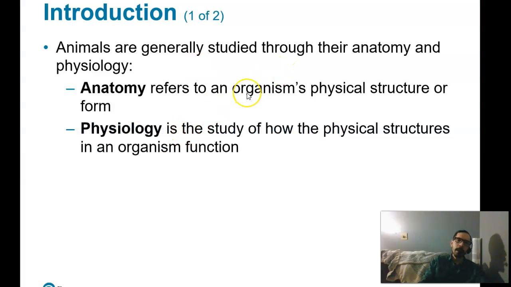Okay, so we're moving on to animal form and function. So when we look at animal form and function, we are looking at animal anatomy and physiology. When you look at an animal's physical structure, you're looking at an animal's anatomy. The physiology is when you look at how those physical structures function.